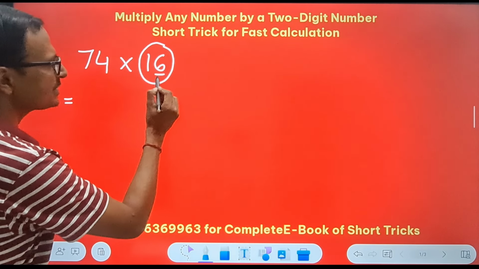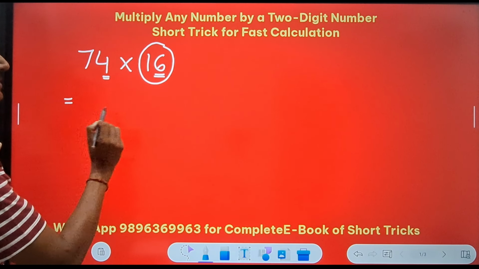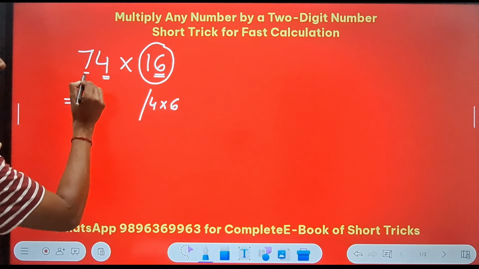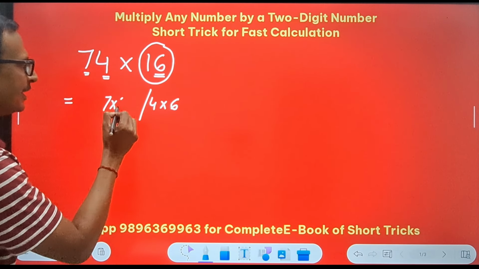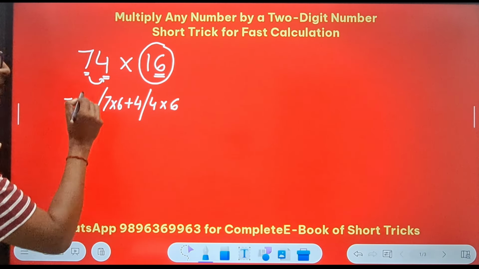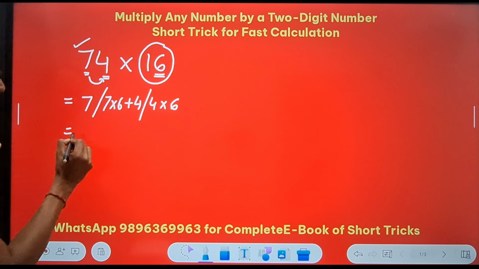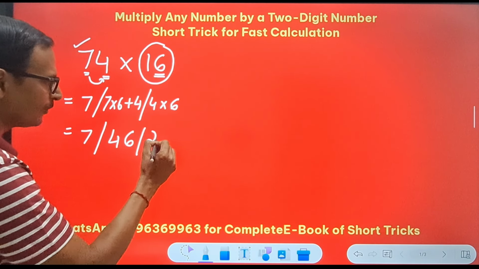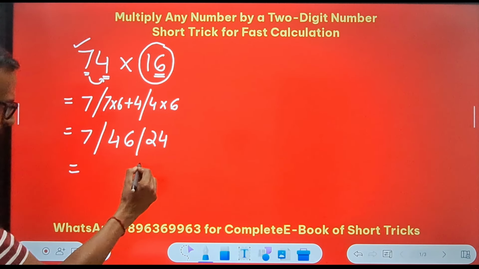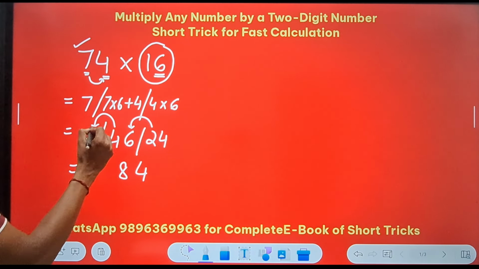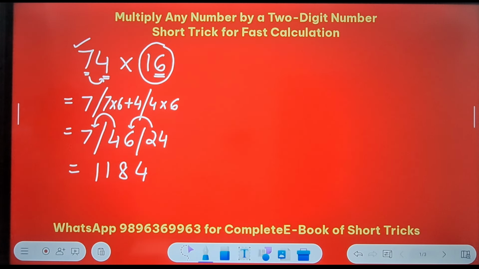Just consider 6. Okay, so 4 times 6, I'll write all the steps. 4 times 6 and then 7 times 6, but I need to add something to this, the next number 4, and finally the first digit 7. So 7 times 6 is 42 plus 4, 46, and finally 24, and here you will have your answer. See, 4, 2 carries over here, this becomes 48, so 8, 4 carried forward, so you have 11, and 1184 becomes the answer for this particular question.